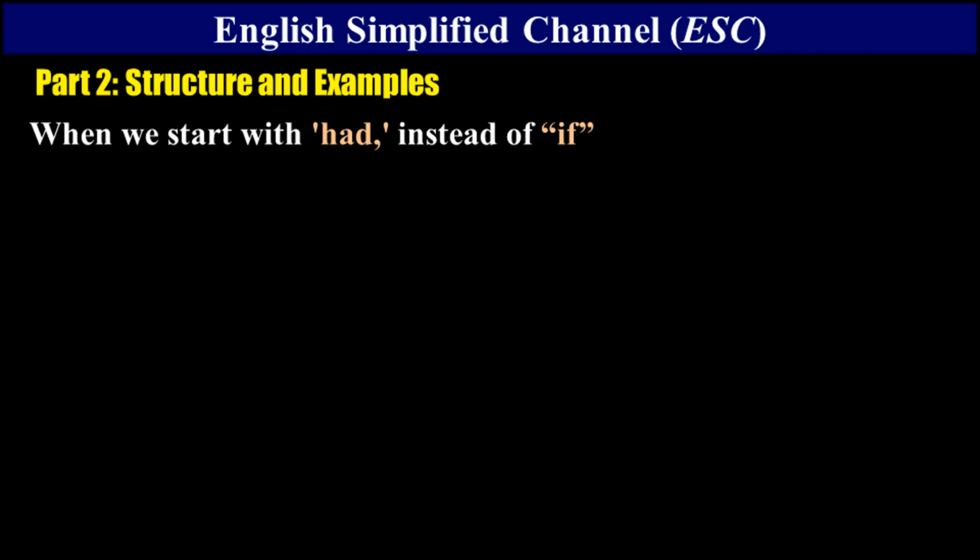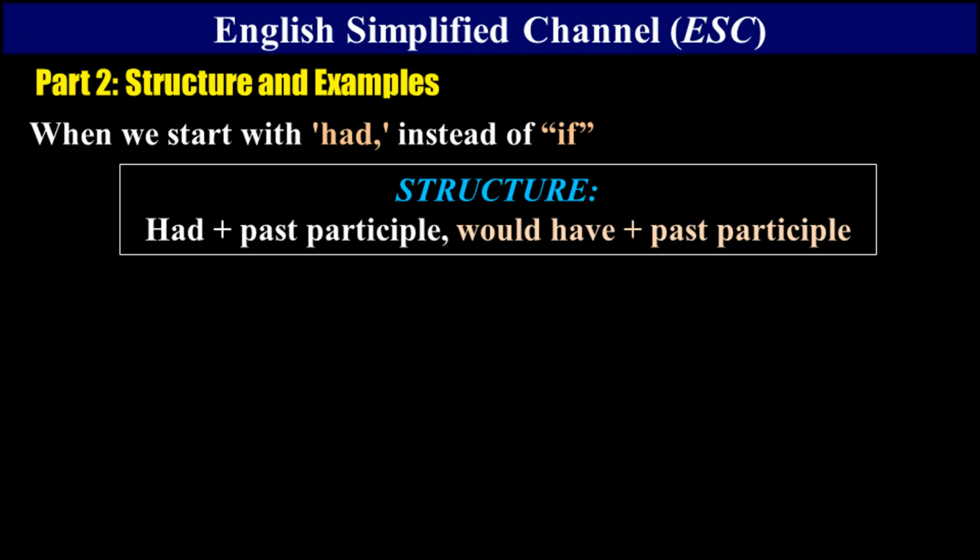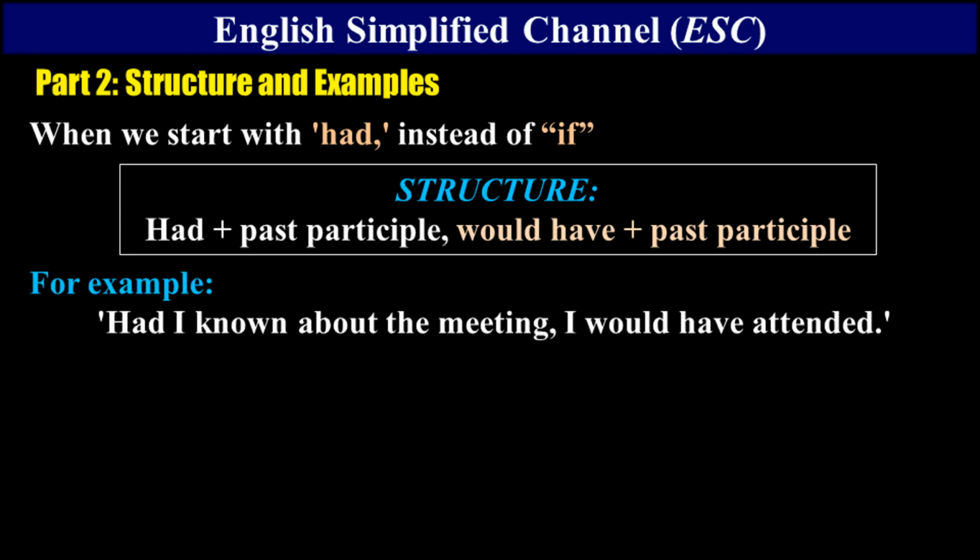Part 2. Structure and examples. Let's break down the structure. When we start with "had," the sentence typically looks like this: had plus past participle, would have plus past participle. For example, "Had I known about the meeting, I would have attended." Here, "had I known" replaces "if I had known." Easy, right? Let's explore more examples.